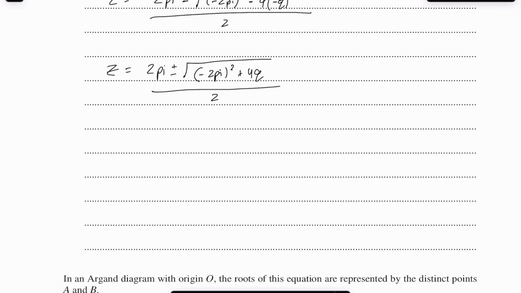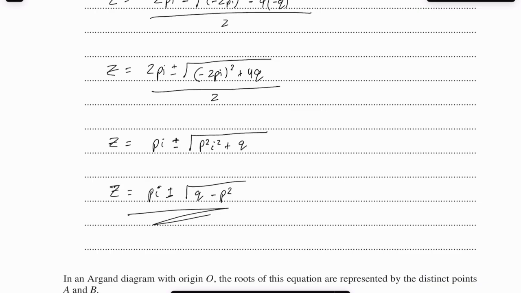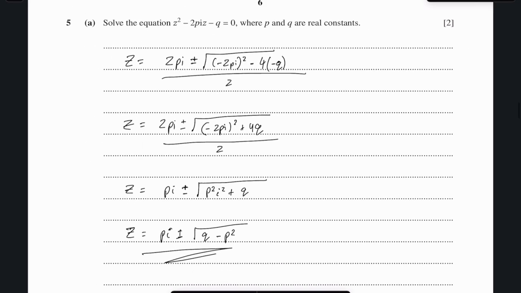which means we get, and we can therefore simplify this, can't we? We can simplify it down to p plus minus the square root of p squared plus q. Okay, which means that z is going to equal p plus minus the square root of q minus p squared. So this question is just a case of plugging it into the quadratic formula and simplifying it to get the values here.